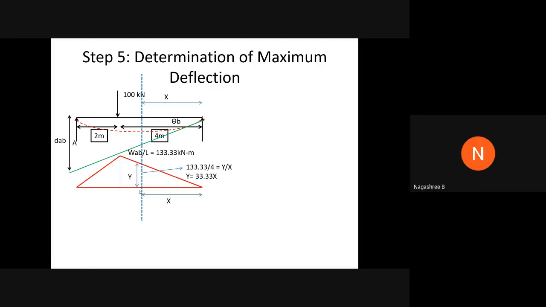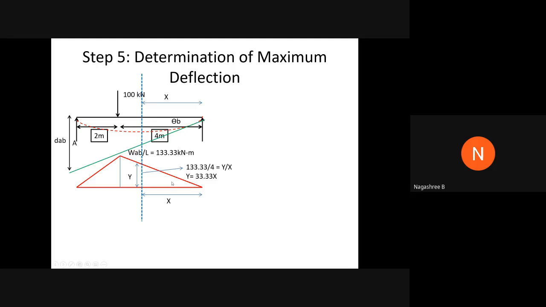So in this line, I have taken a section at a horizontal distance of x from support B. X is the horizontal distance from support B, and y is the vertical distance of the section inside the bending moment diagram, with reference to point B.